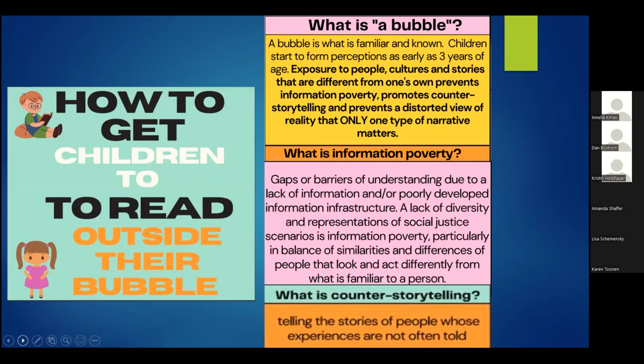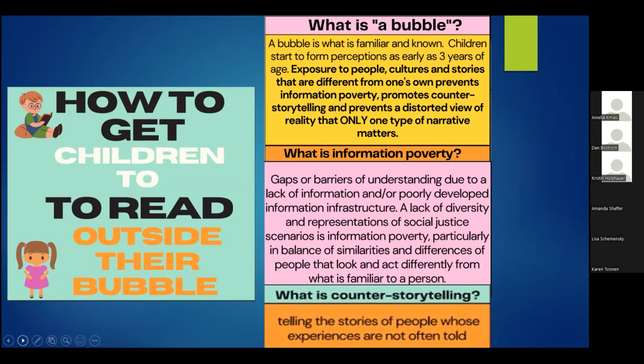Great. So librarians and book publishers are trying to make a concerted effort to get kids to read outside their bubble. What is a bubble? It's what is familiar and known. Children start to form perceptions at 3 years of age, and you could be as rich in your pockets as Elon Musk, but unless you have familiarity with people who look and sound and act differently than you, you can be experiencing something called information poverty. It's basically a gap in understanding based on poorly developed information infrastructure.